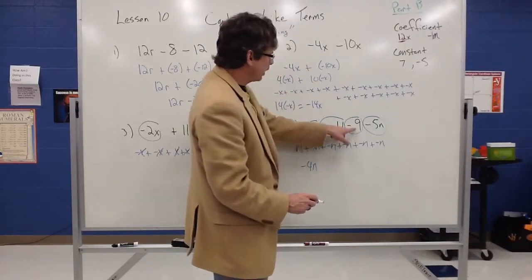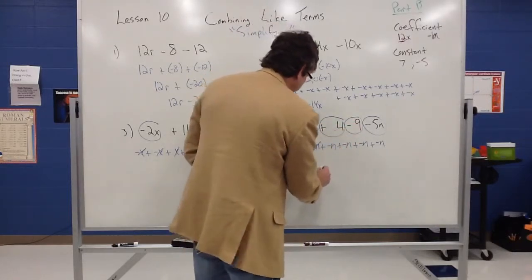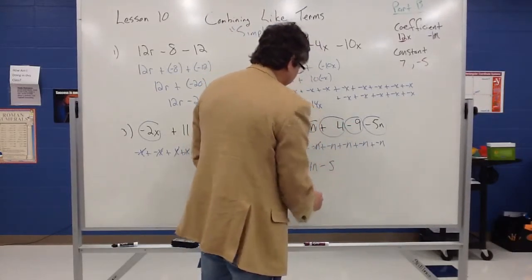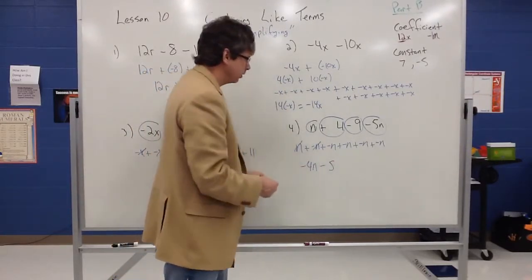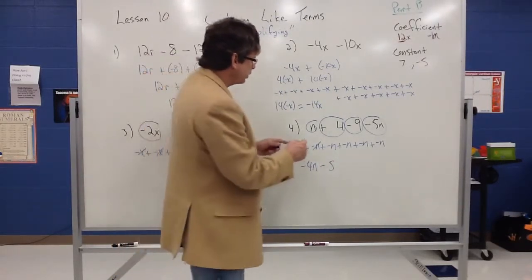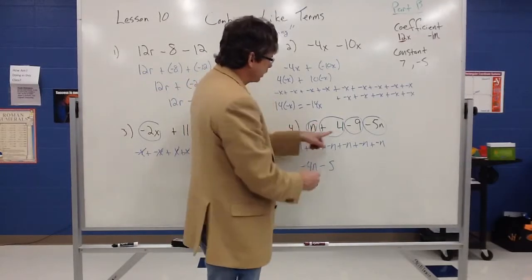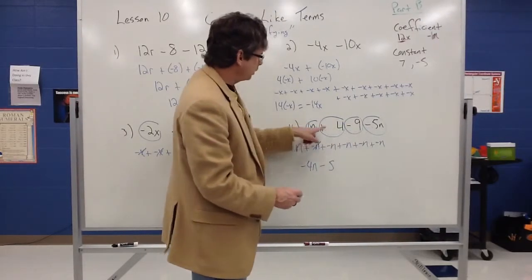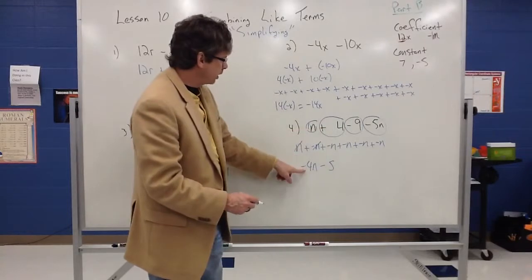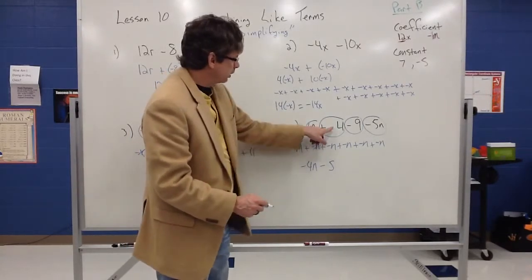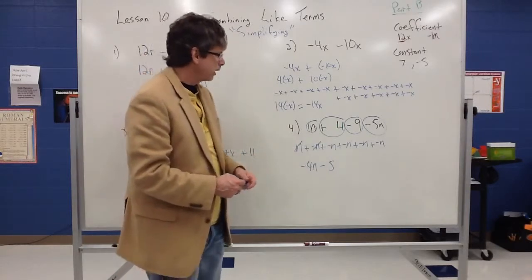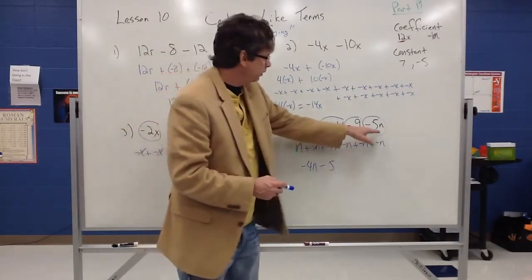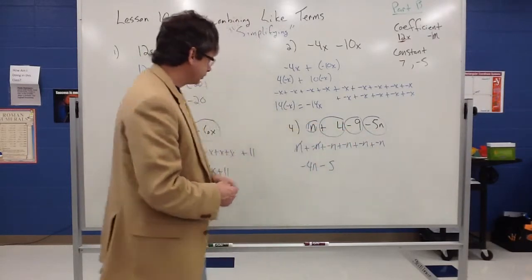We have a 4 and a negative 9. A 4 and a negative 9 would give me a negative 5. So negative 4n and negative 5, or negative 4n minus 5, would be your answer. Notice how you could also look at this with a coefficient of 1. A negative 5 and a 1 would give me a negative 4, so negative 4n, and the 4 and a negative 9 would still give me that negative 5. And that's what we mean by combining like terms. The n's go with the n's, and the numbers go with numbers.